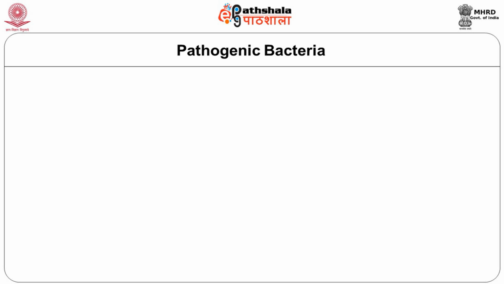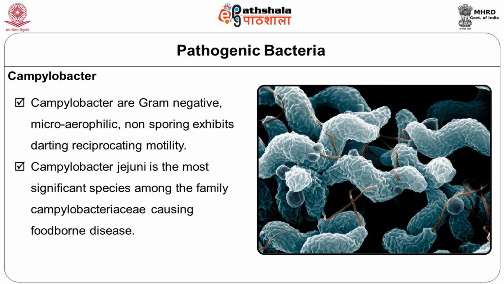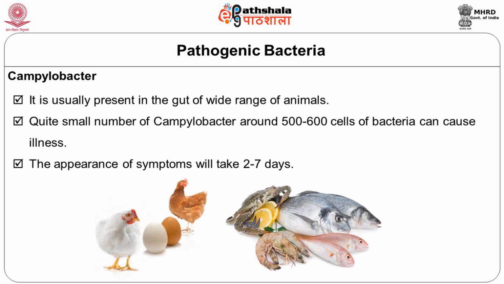Another pathogenic organism that we have to discuss in food safety is Campylobacter, and these are also gram-negative organisms. Campylobacter jejuni is the most significant among the Campylobacter family. It is usually present in the gut of a wide range of animals, widely associated with foods like poultry and seafoods. Quite a small number, about 500 to 600 cells, can cause illness. The appearance of symptoms will take 2 to 7 days, that is the incubation time. That means you have a food, and the symptoms may appear only after 2 days or it may vary up to 7 days.